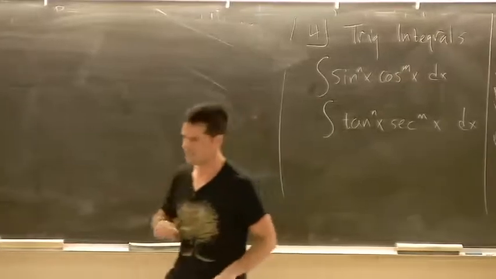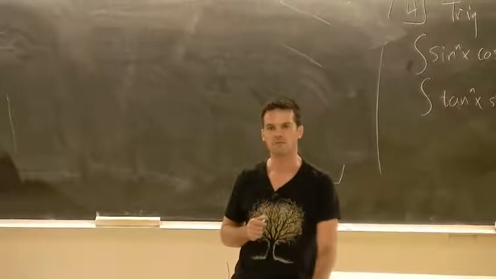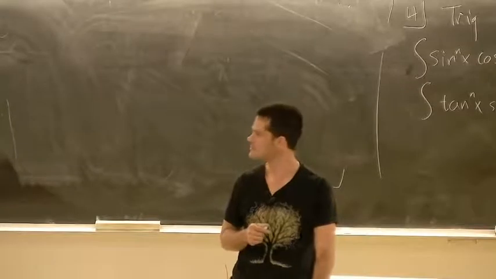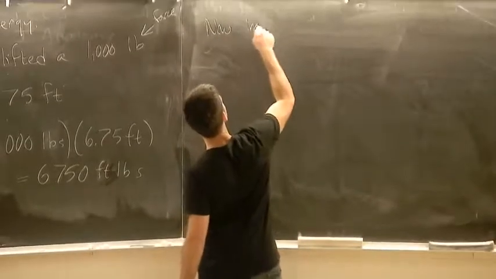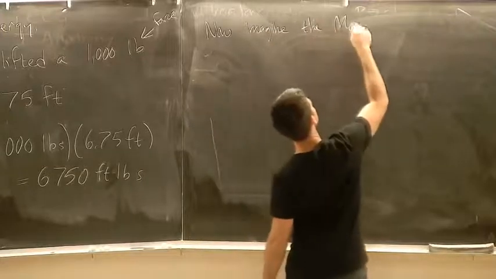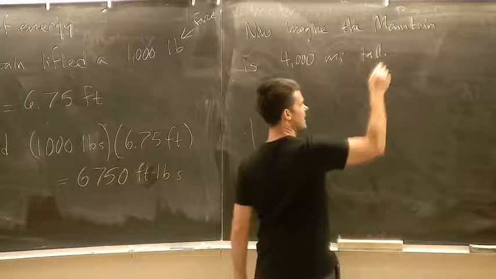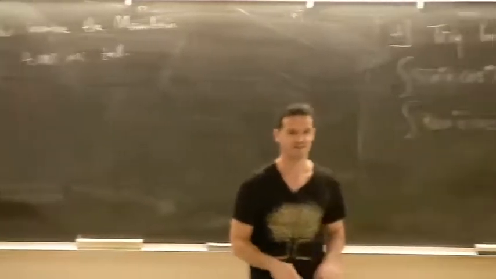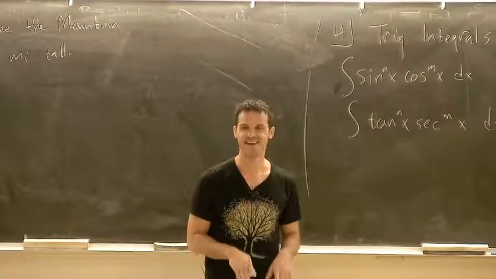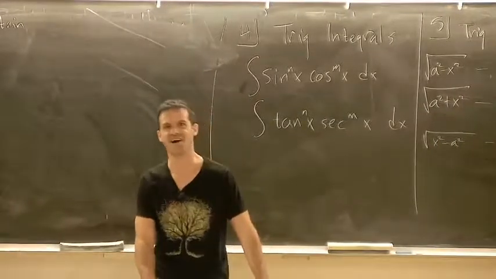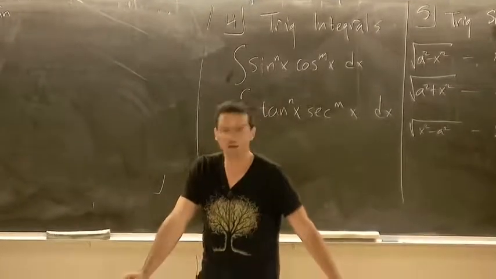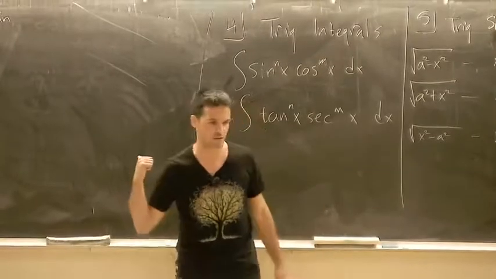Now I want to change the question up a little bit and imagine, so the mountain is pretty tall. He's 6'9" tall. Let's imagine that he was 4,000 miles tall instead. That's my next question. Any idea why I chose that number? Mount Everest is like 7 miles tall. This has to be way taller than anything. So this is like the radius of the Earth, actually.